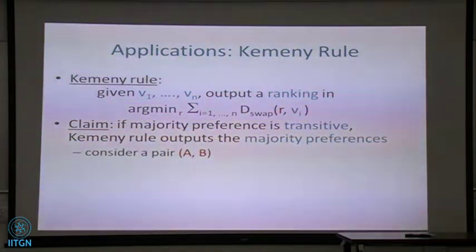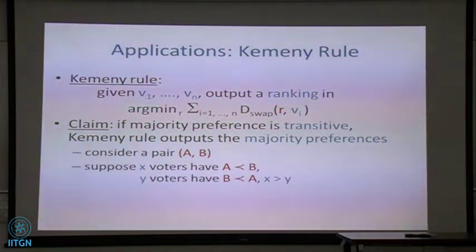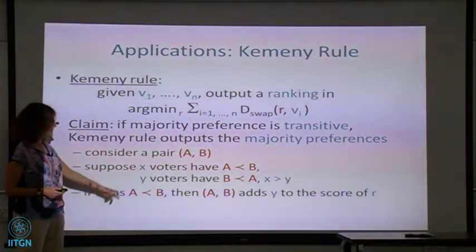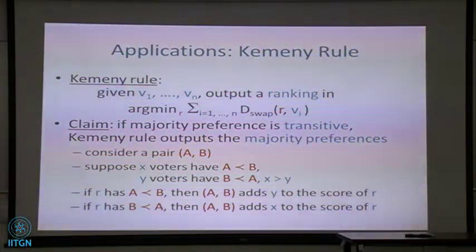Okay, why is that? Well, consider a pair A, B. Suppose the majority prefers A to B, so X voters prefer A to B, and Y voters prefer B to A. You have two options in your output ordering for Kemeny: you can put A above B, or B above A. If your ranking has A before B, then you disagree with these Y voters, so you contribute Y to the score of that ranking. If you put B before A, then you contribute X to that ranking. Since X is larger and you're trying to minimize the score, it's in your best interest to agree with the majority. So individually on every pair, it's in your best interest to agree with the majority ranking on that pair.